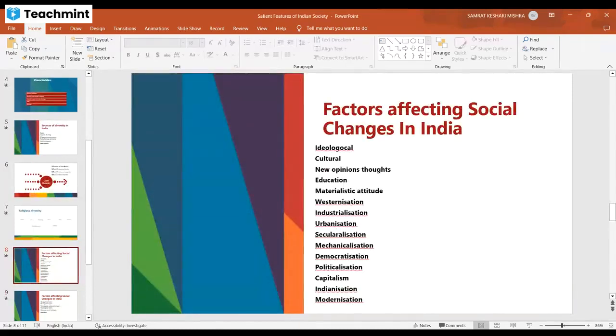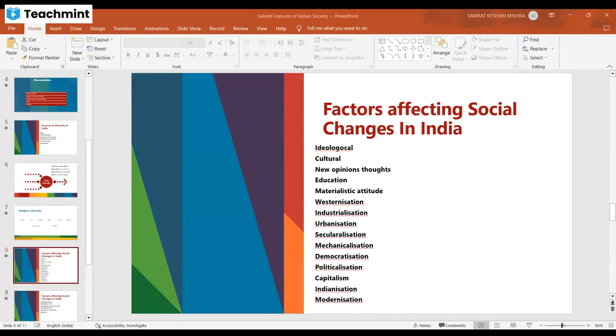Now we'll discuss the factors that affect social change in India. The first factor is the ideological factor. Social change is caused by the ideological factor. Ideas rule the world. The ideological factor, or the philosophical, scientific or political aspects of influence, or the formation of ideas, influences social change.